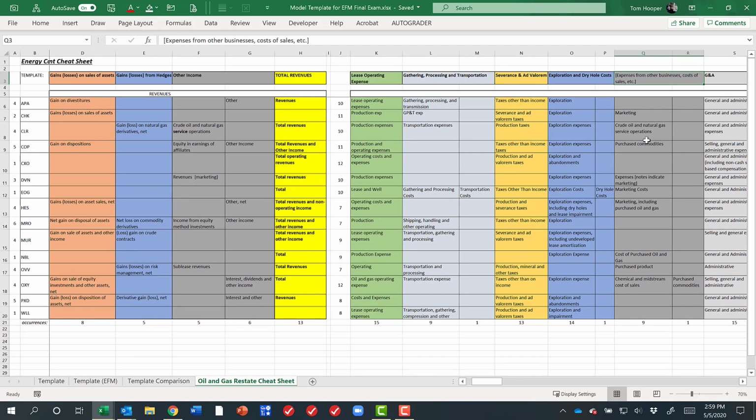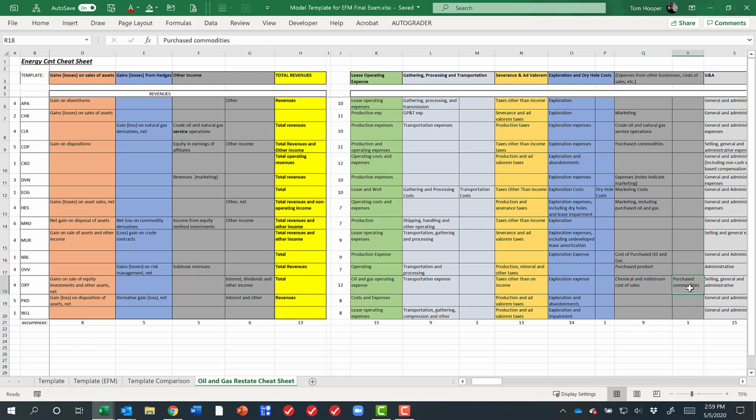Moving on, there were some other expenses that were sometimes associated with different types of businesses. For example, Chesapeake has a thriving marketing business. Devon has a pretty strong marketing business. Continental has a service operations business. Many companies like ConocoPhillips here would purchase commodities and then resell them. I think that was how Devon reported it as well. So some of these would offset some numbers up in the revenue column.